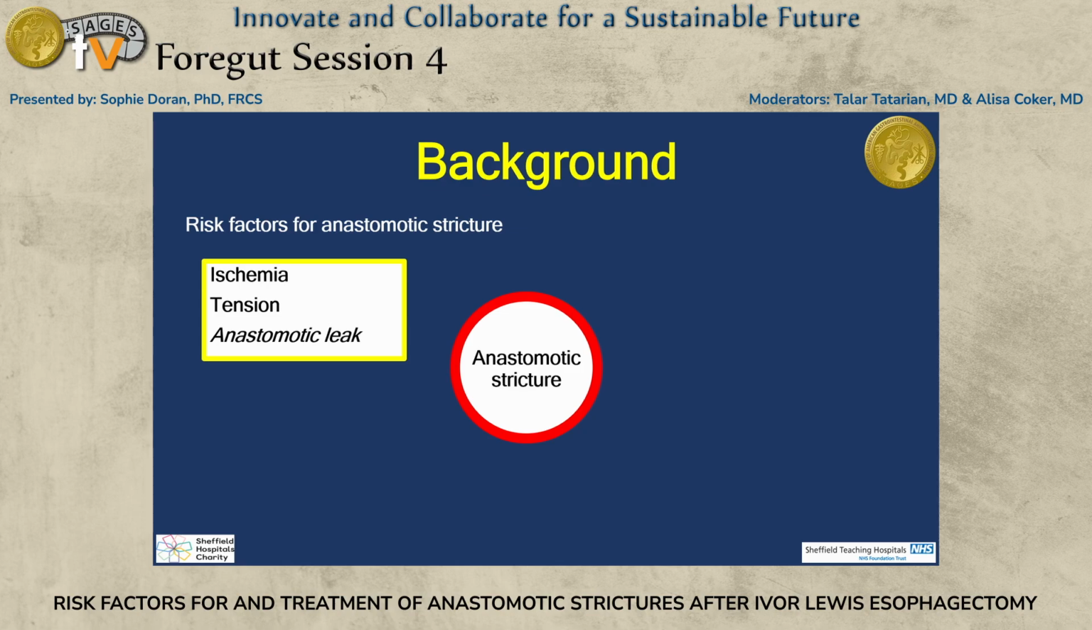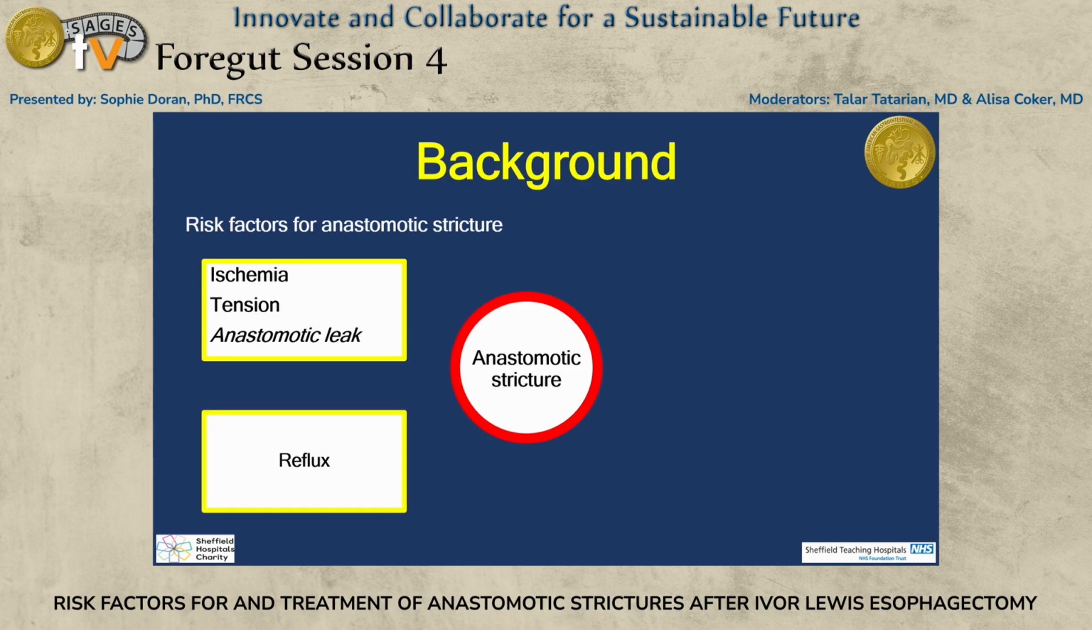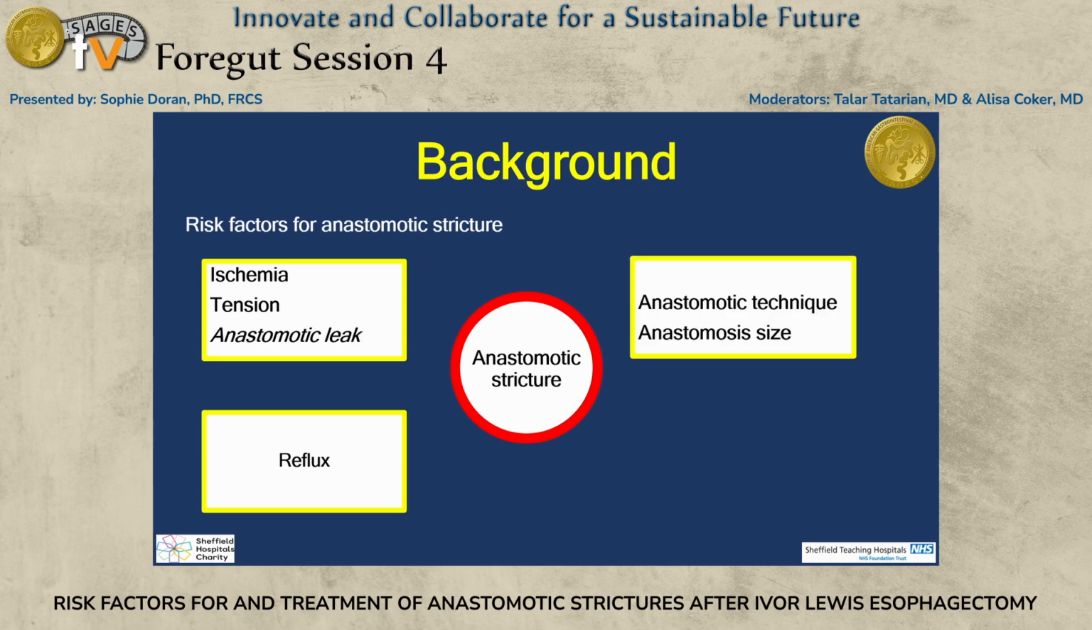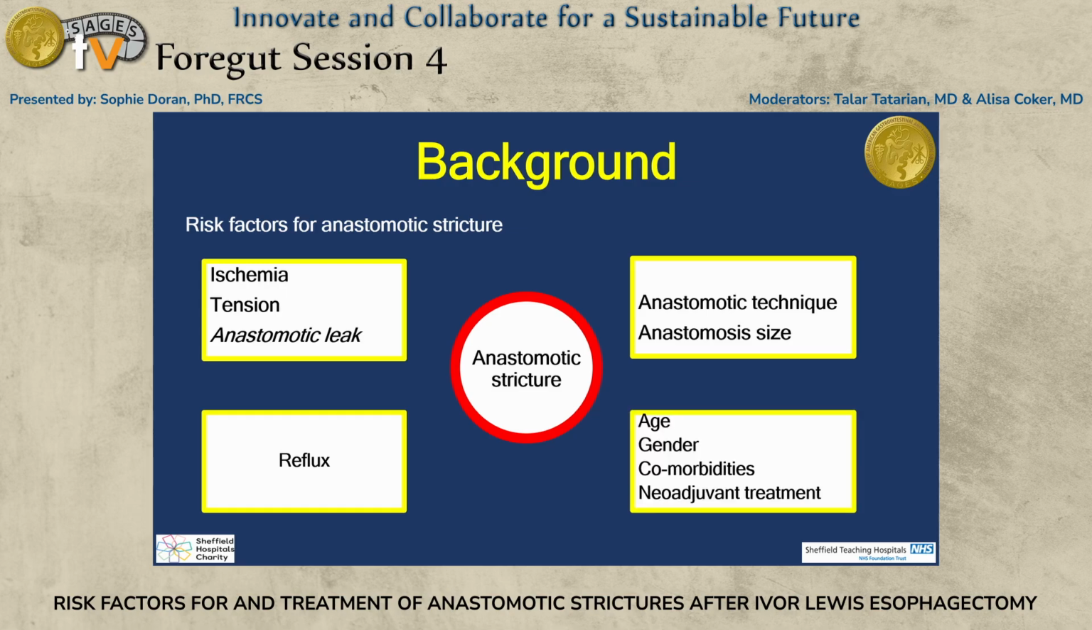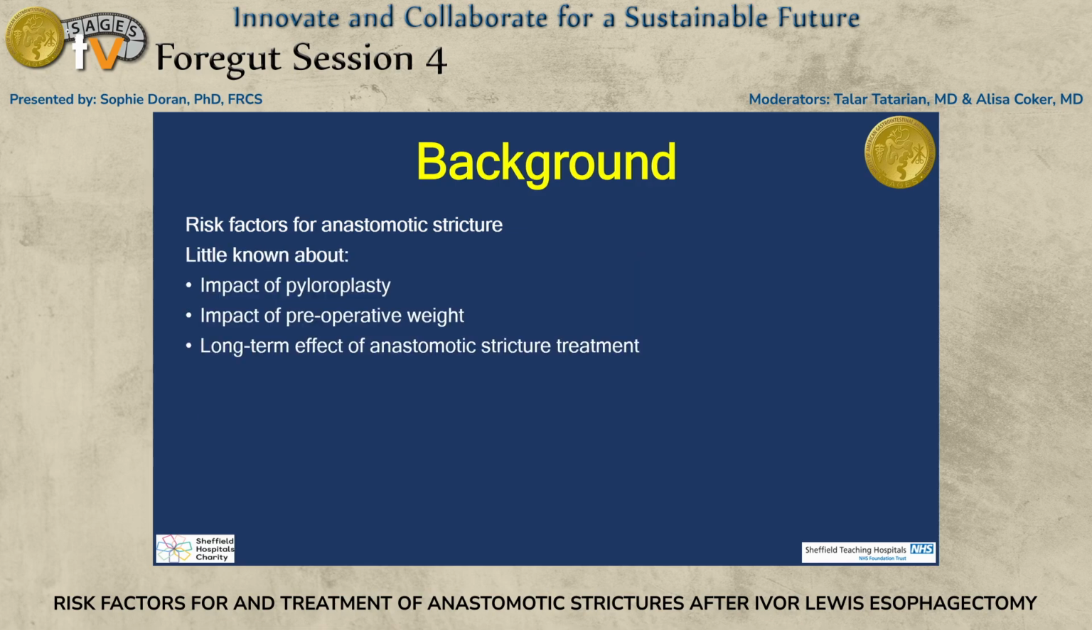But other risk factors which have been implicated in the development of anastomotic strictures include reflux of gastric content, specific operative factors such as the anastomotic technique and the anastomotic size in the context of a circular stapled anastomosis, and also patient factors such as demographics and neoadjuvant treatment.